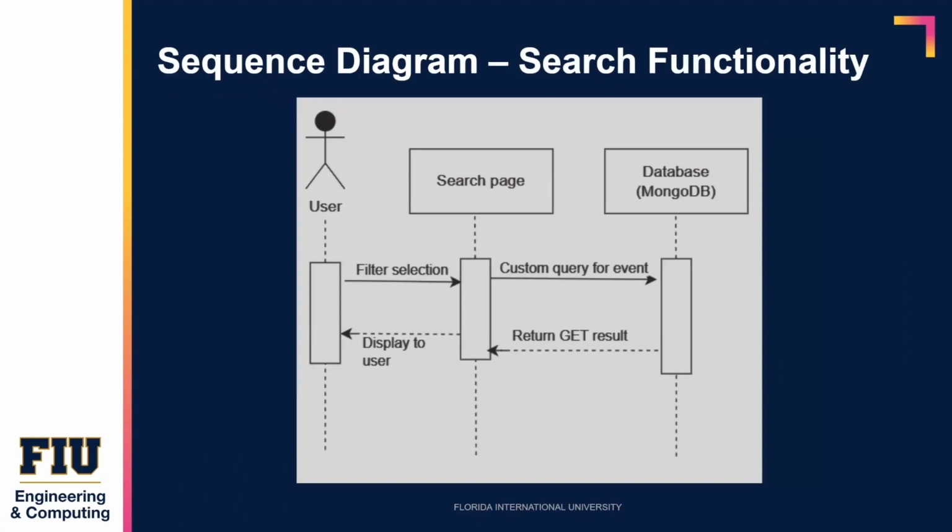And we also have another sequence diagram we wanted to show for the search functionality. So when a user is searching for events, they can filter their selections. So for example, a filter might be to filter certain locations. So if you only want to get events taking place, let's say at the case building or at a certain FIU campus, or you can also filter it by the name of the organization if you want to go to an event by UPE, for example. So that filter selection is entered through the search page, and that custom query gets sent to the database. It returns the result of the GET request, and then only those events are displayed to the user.